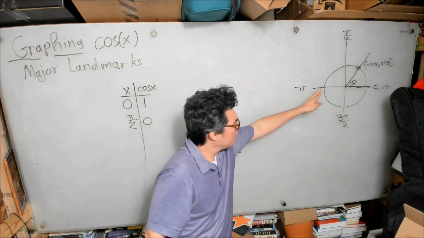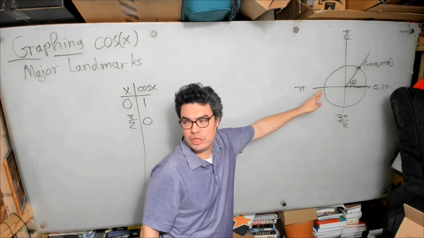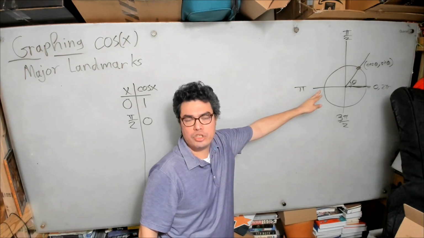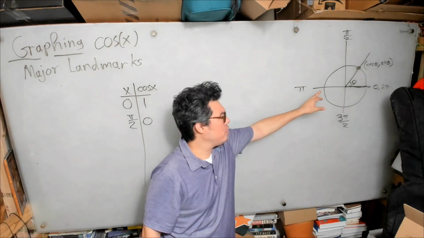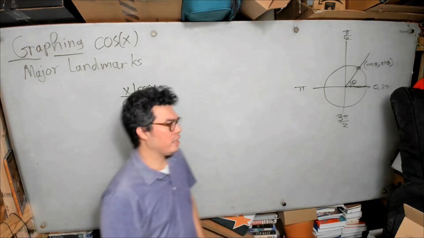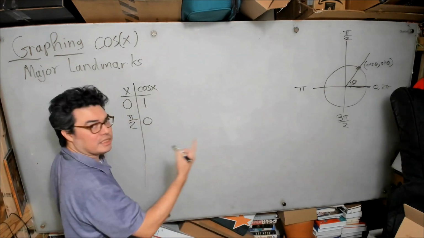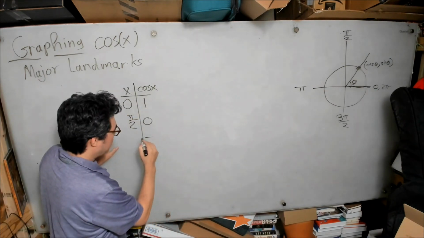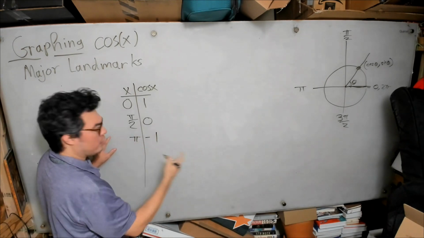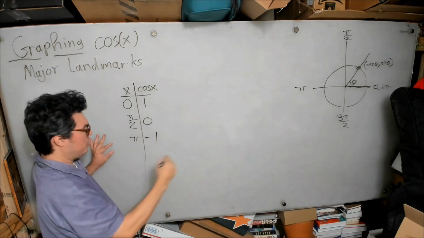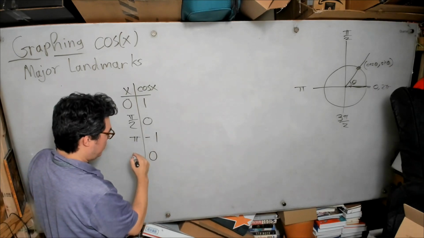At pi, you can see this is going to be the intersection point of the terminal side of the angle in standard position with measurement pi radians. And the coordinates here will be negative 1, 0. Since the x-coordinate is negative 1, the cosine here will be negative 1. Okay, so that's pi. At 3 pi over 2, you can see that it'll be 0.